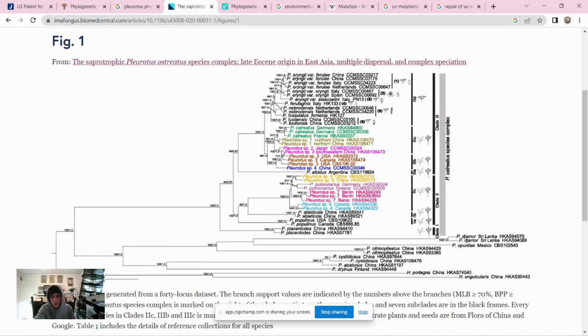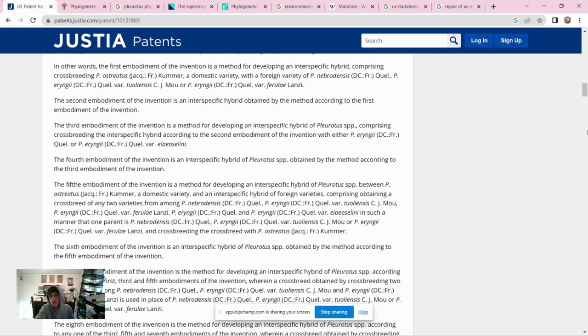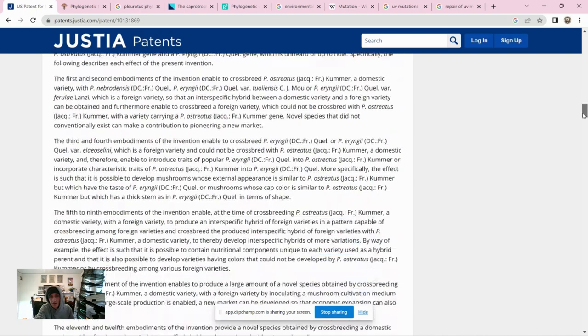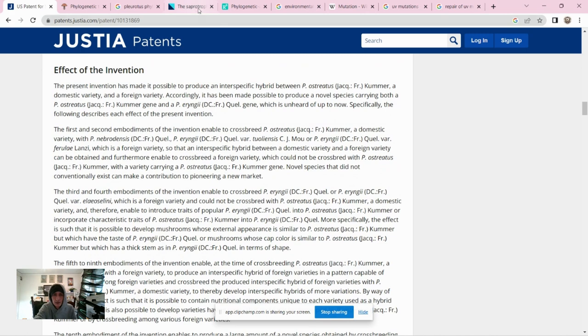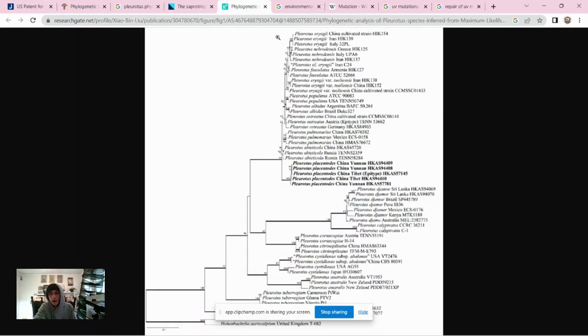The study doesn't necessarily point out which strains specifically. And it's kind of understandable, this was a patent. So it's not like he's necessarily going through and giving away all his secrets, but he has clearly demonstrated that these techniques are possible. Another phylogenetic tree of Pleurotus, seeing Eryngii up here at the top and Nebrodensis closely related to that. Other varieties of Pleurotus that I'm not as familiar with, populinus, fossulatus.